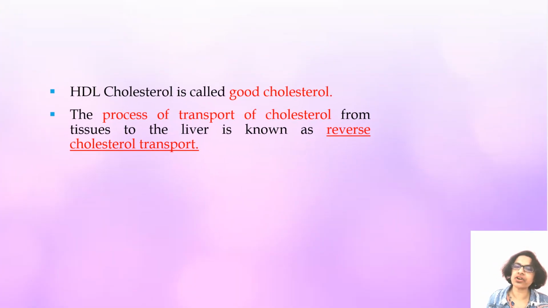Then HDL cholesterol is called good cholesterol. The process of transport of cholesterol from tissues to the liver is also known as reverse cholesterol transport. What is the meaning of this? Why do we consider it reverse cholesterol transport? Because the transport of cholesterol from tissues to the liver is the opposite direction, and that's the reason it is known as reverse cholesterol transport.